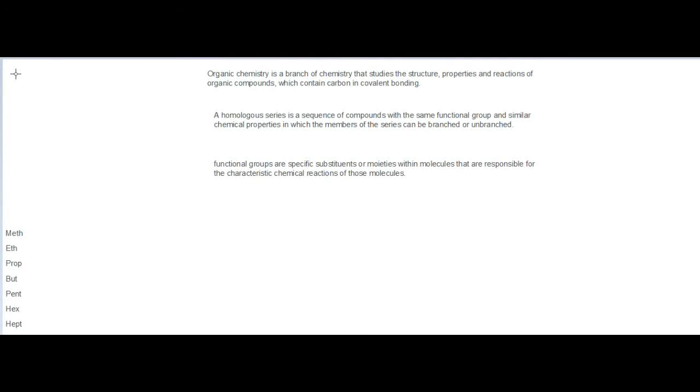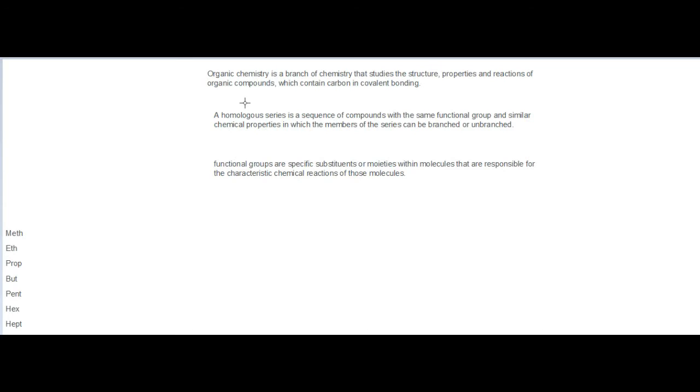Okay, hello again everybody, and today we'll be doing organic chemistry. This is a branch of chemistry that studies the structure, properties, and reactions of organic compounds which contain carbon in covalent bonding. So they're primarily carbon-based compounds.